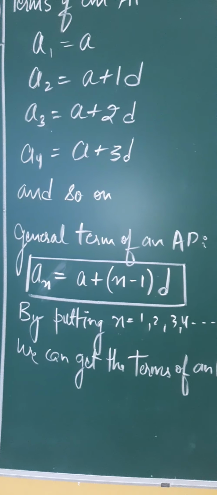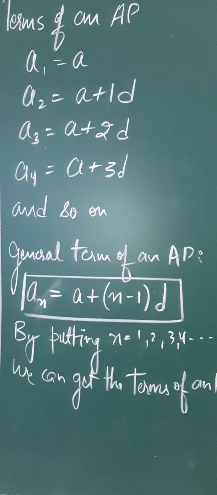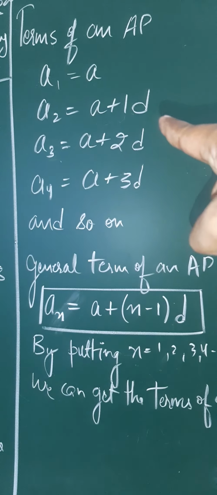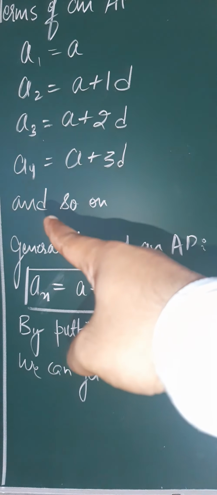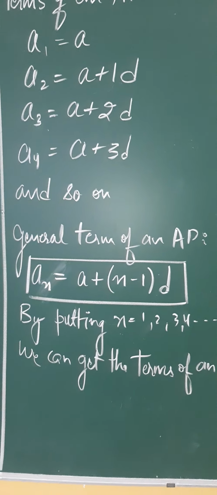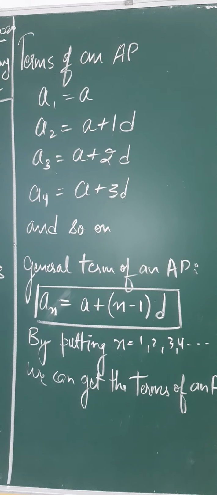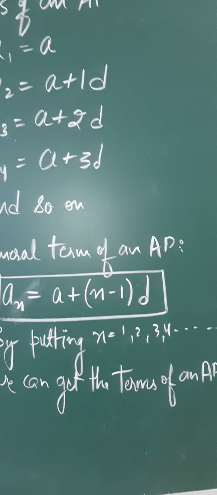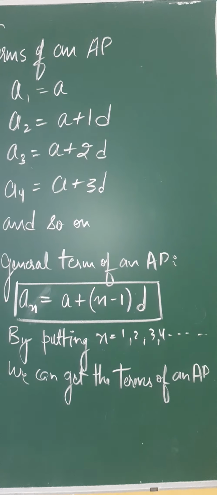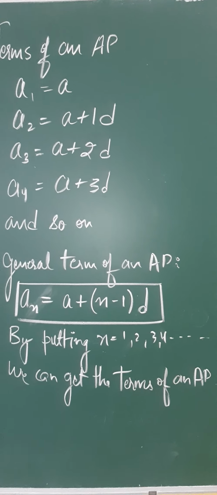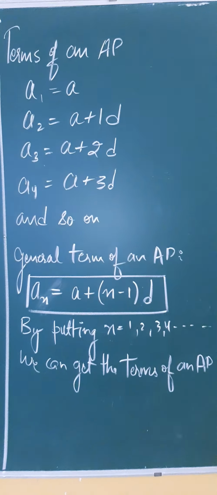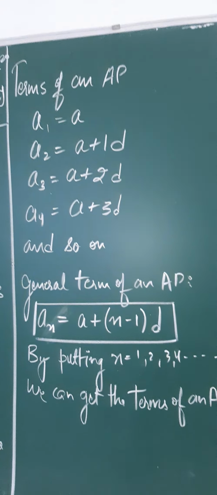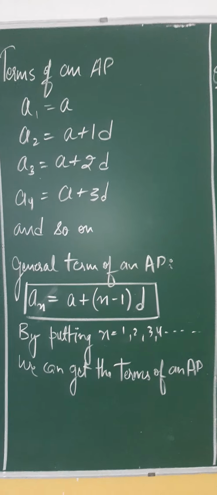Now put n is equal to 2. That is A plus (2 minus 1) into D, which is 1D. So A plus 1D. Now A2 is A plus 1D, A3 is A plus 2D, A4 is A plus 3D. That means the moment we put 1, 2, 3 in place of n, we get A1 is equal to A, A2 is equal to A plus 1D, A3 is equal to A plus 2D, A4 is equal to A plus 3D, A5 is equal to A plus 4D and so on. And this is the nth term of an AP. Got it? One of the very, very important concepts.